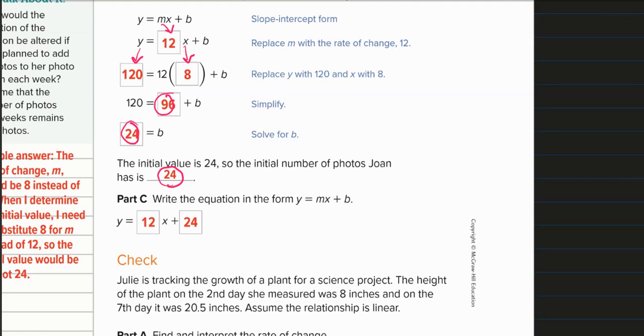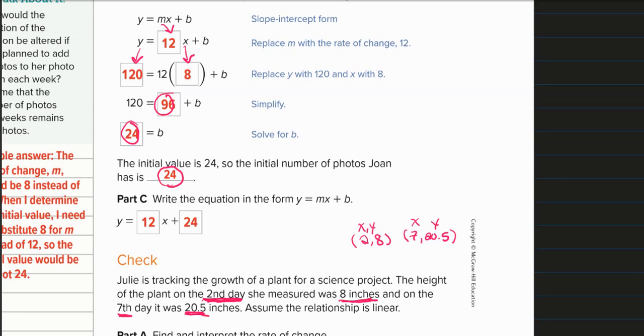So let's look. Julie is tracking the growth of a plant for a science project. The height of the plant on the second day, so it looks like we're starting out with the second day, that's what they're talking about, and it measures 8 inches. So we can think of that as, well, the second day is 8 inches. Our x value is 2. Our y value is 8. That's going to be a point on our graph. Then they tell us on the 7th day, it's going to be 20.5 inches. So we're going to have another point. We're looking at the 7th day. It's going to be 20.5. This is our x. This is our y.